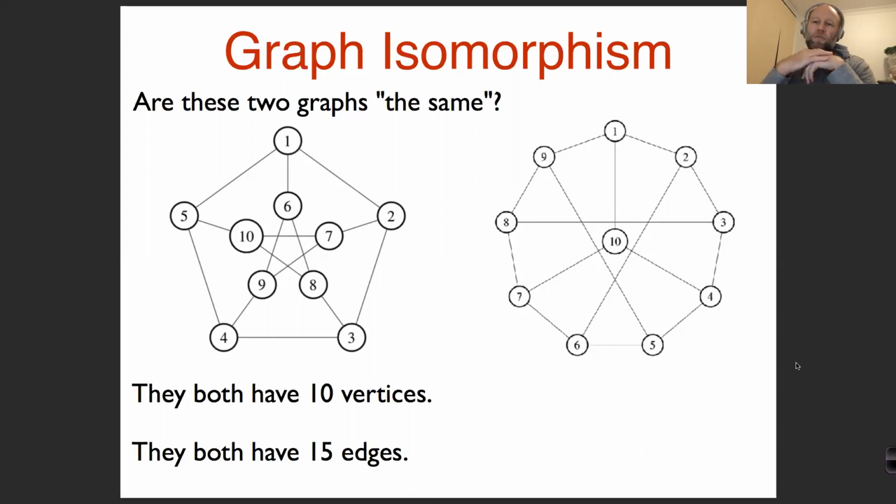Well, one thing is you would think if two graphs are the same, they should have the same number of vertices. They should probably have the same number of edges. So that's the case for these two graphs. They both have 10 vertices. They both have 15 edges. But really to be the same, we'd want a stronger condition that the connectivity of these edges is also the same.